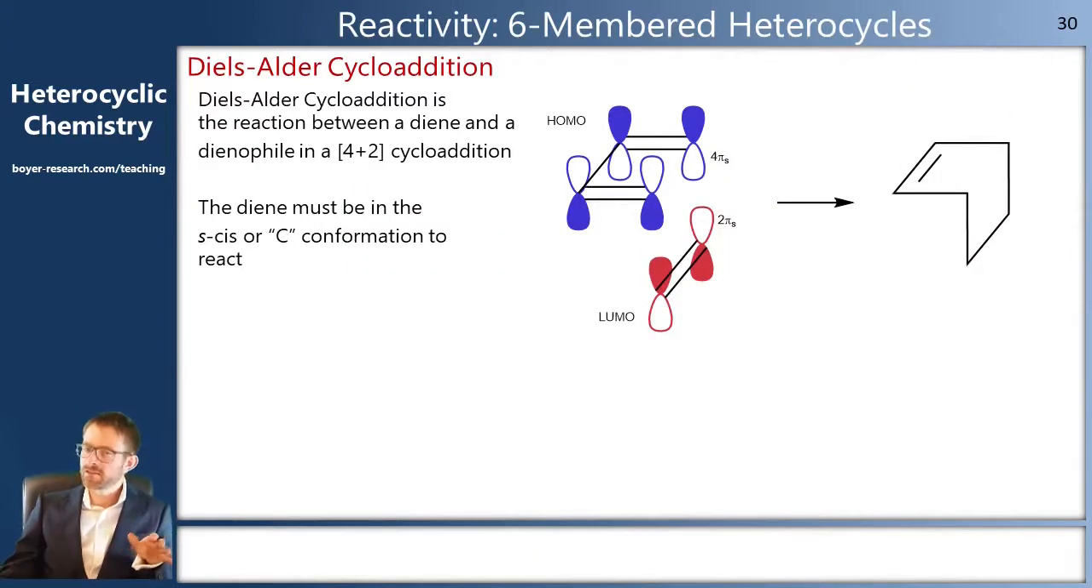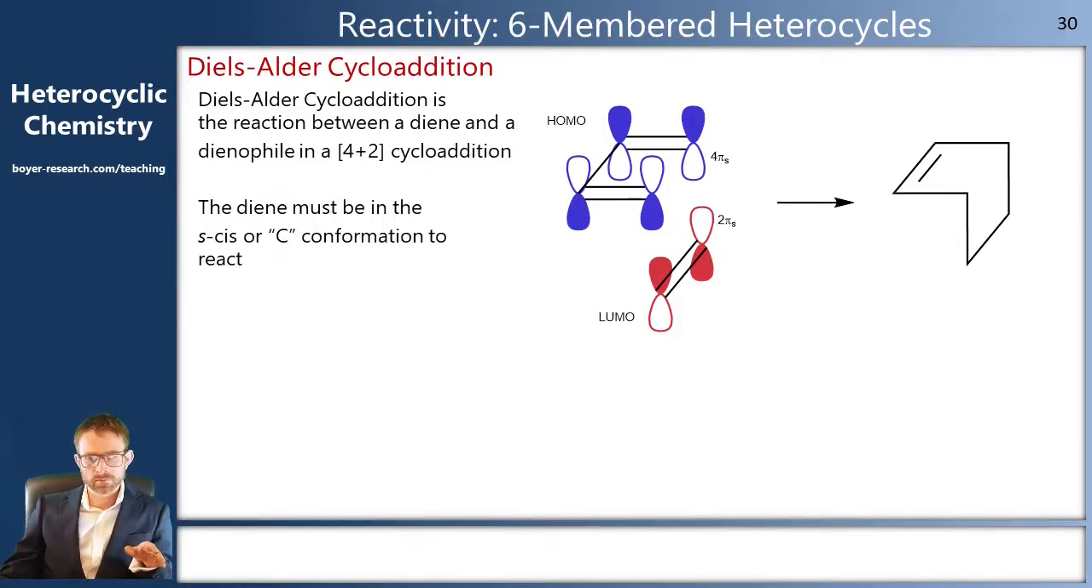So one of the most interesting transformations that heterocycles can do is cycloadditions. So a quick recap on the Diels-Alder cycloaddition. The Diels-Alder cycloaddition is a reaction between a diene and an alkene. The 4 electrons in our diene combine with the 2 electrons in the alkene in the cycloaddition to make 2 new carbon-carbon bonds. However, for this to happen, the diene, shown here with the blue orbitals, must adopt this s-cis or C-shaped conformation. And if it can't access this conformation, we don't get the right overlap for the transformation and the reaction doesn't happen.